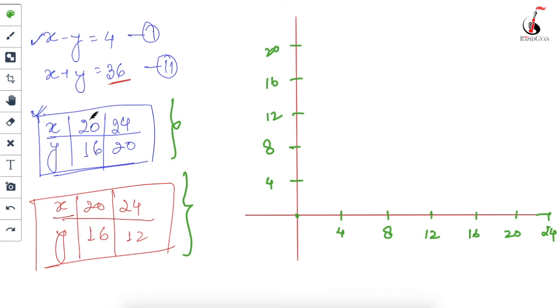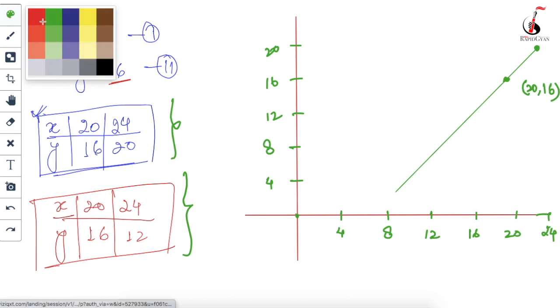Got it? Now the first point is 20, 16. So this is 20 and that point will be 16, somewhere here. Correct? So this point is 20, 16. The next one is 24, 20, which is going to be somewhere here. This point is 24, 20. Now what will I do? We'll have to draw the line, correct? So see here, this is your line.